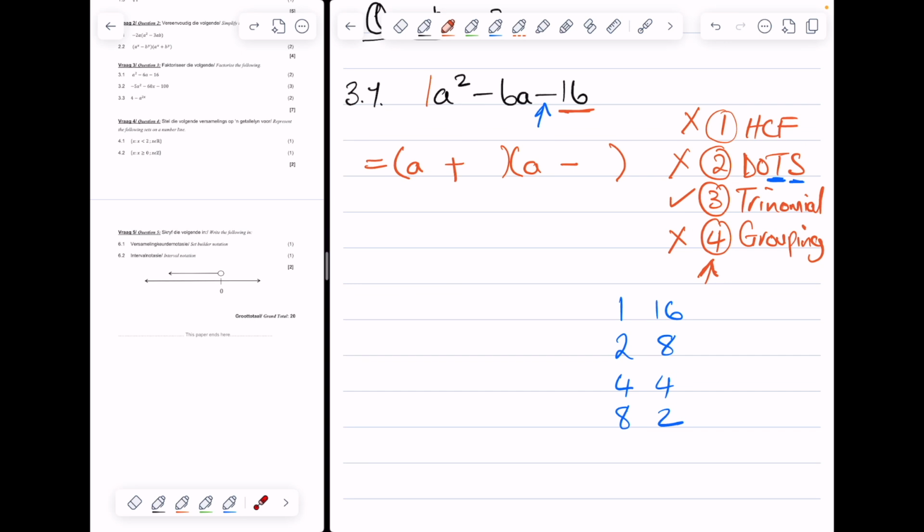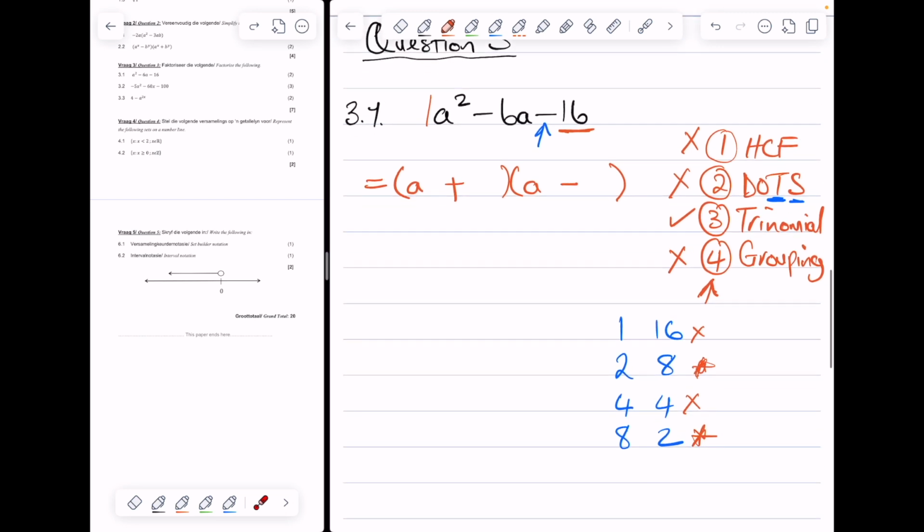Now I can see clearly that, of course, 16 and 1 will not do. 2 and 8 looks like we can add that up somehow to a 6 or negative 6. 4 and 4, of course, will not do. So it's going to be between these two, right? It's just about placing them properly. So I need to add up to negative 6.